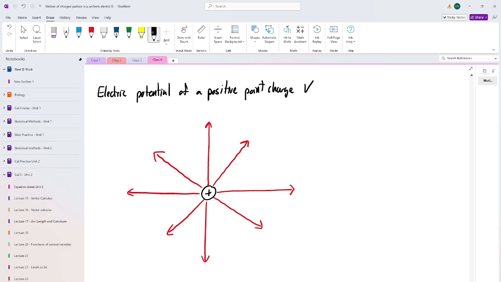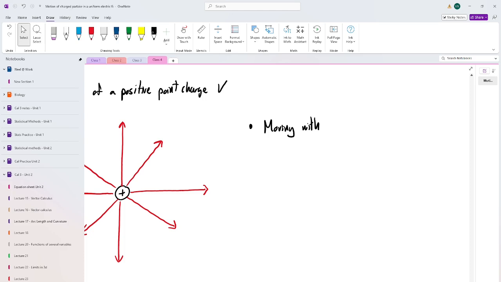I know a few things, right? I'm going to define a few things. So first of all, moving with the E field decreases the electric potential.